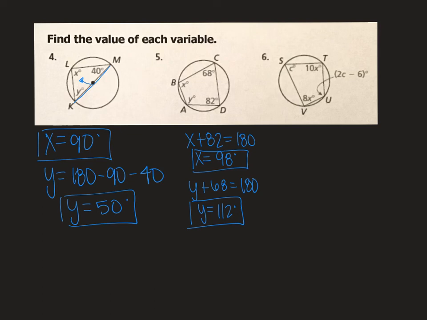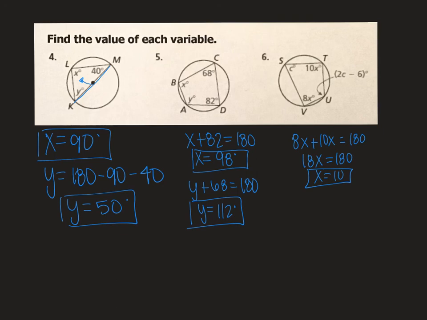And then our last one for this section, we have another quadrilateral inscribed, and we know that our opposite angles have to add to 180. So 8x plus 10x has to equal 180. So that gives us 18x. When we divide by 18, we get 10 for x.